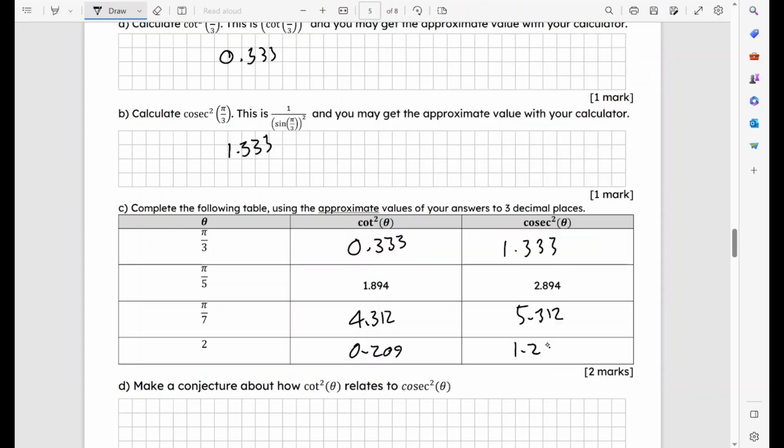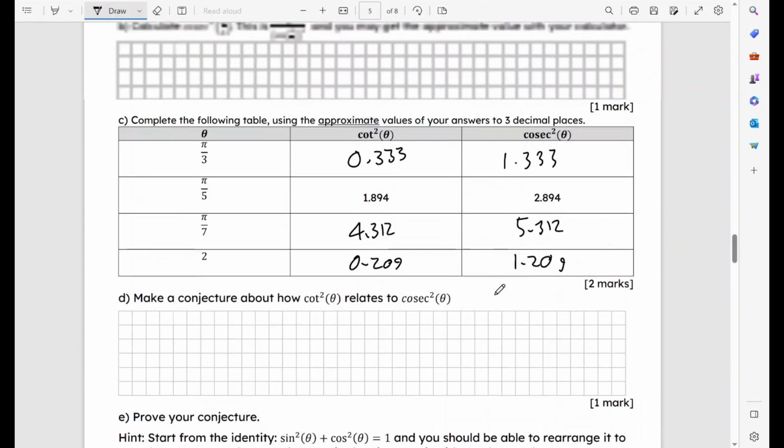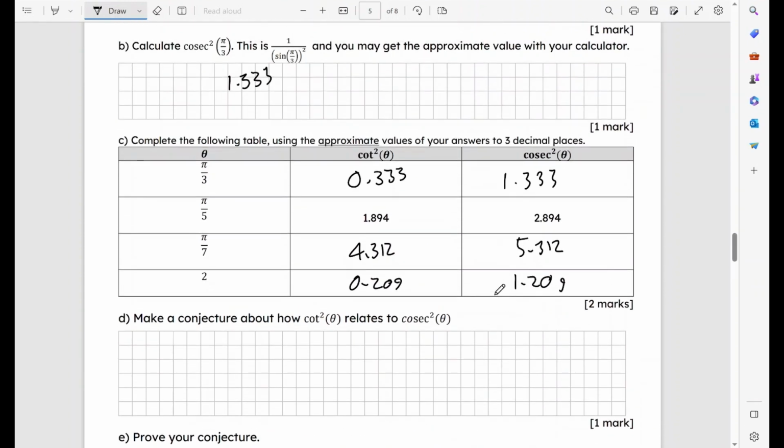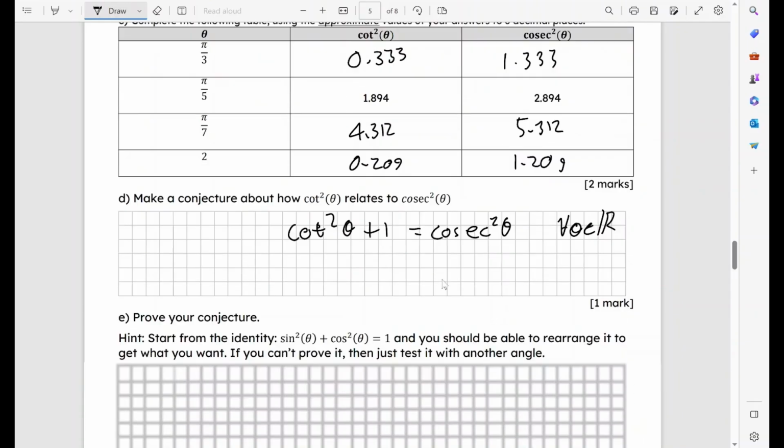Now, hopefully you can spot the pattern at this point. If you look at that right column, they're all one more than the left column. So cot squared of theta is the left column. If I add 1 to that, I should get what's on the right column, which is cosec squared of theta. That's my conjecture for all theta in R, we could say.